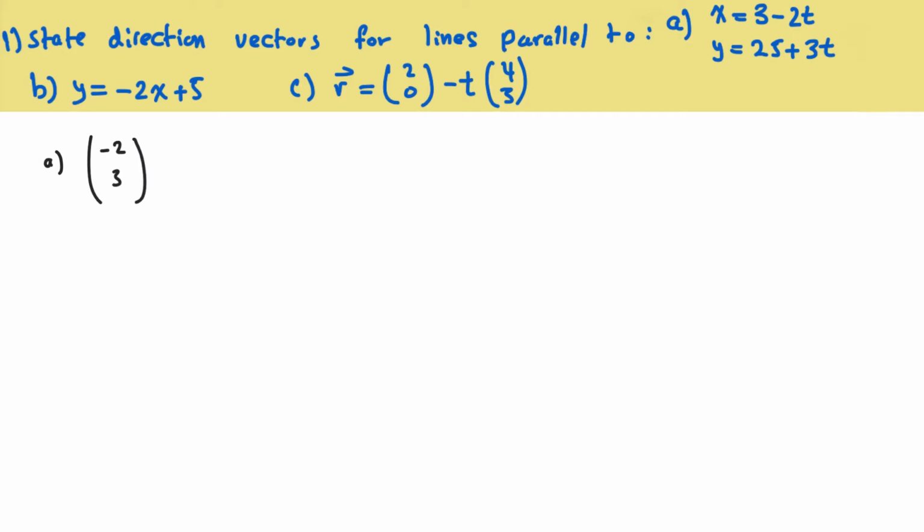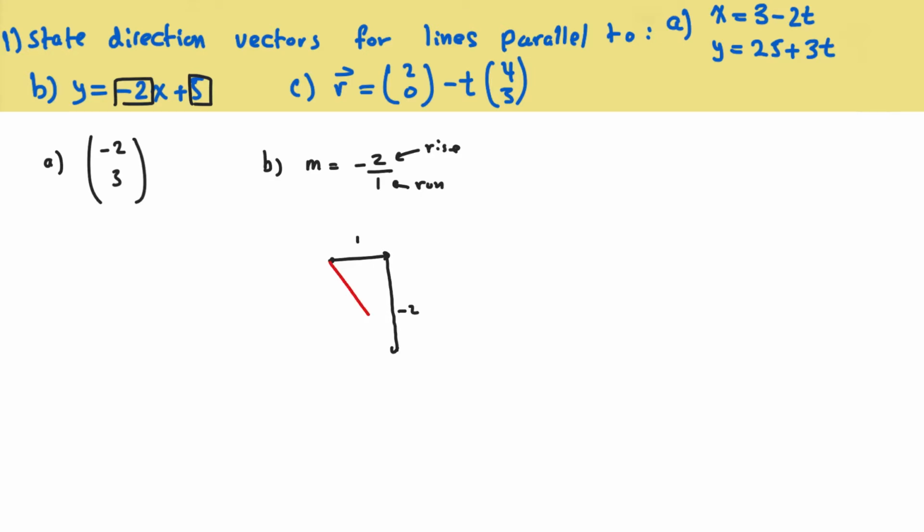For the second part, our equation is given in the form of mx plus b, meaning that m is the slope of the line and b is the y-intercept. The y-intercept doesn't give us any information about the direction, but the slope does. So in this case, our slope is equal to -2 or -2/1. And if we were to draw this out, we would have a rise of -2 and a run of 1. So you would have a run of 1 and rise of -2.